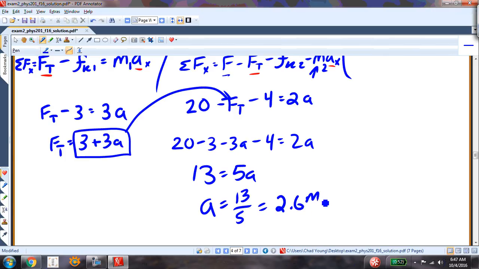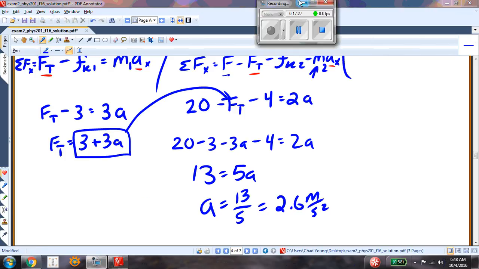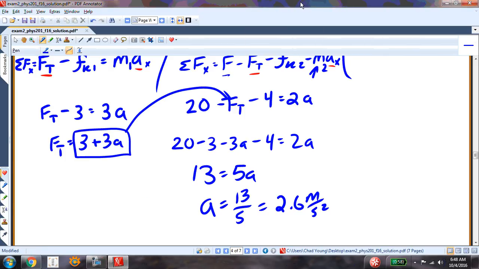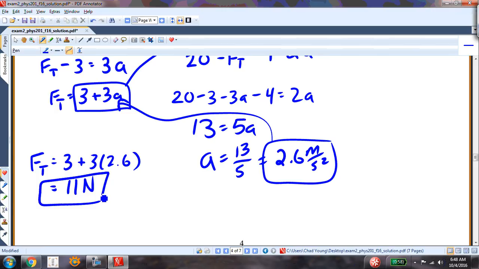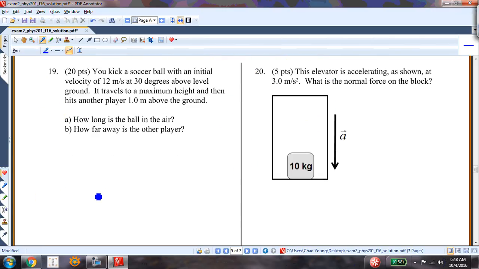2.6 meters per second squared. Okay, so that's the acceleration. Now I can come back, take this, and I have an expression for Ft. I just plug that in there. Ft is equal to 3 plus 3 times 2.6. What's that? 11 newtons, or 10.8 newtons, 11 newtons. So those are our answers. Ft is 11 newtons, a is 2.6 meters per second squared.